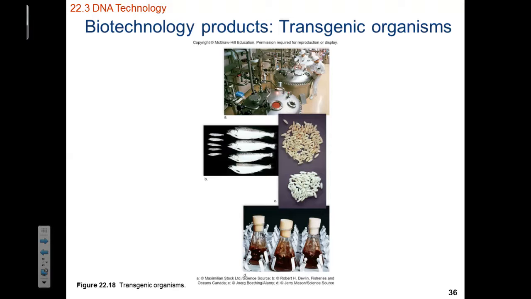So we can use transgenic organisms to produce human medicines. We can use them to design fish that grow bigger sooner. We can use them to design food products that have increased vitamin content. And we can use transgenic organisms to design bacteria that clean up oil spills.